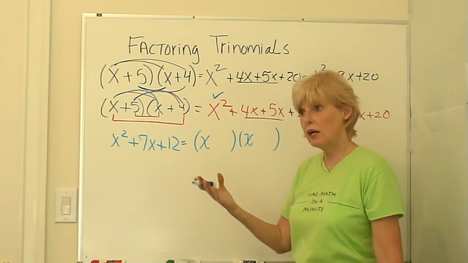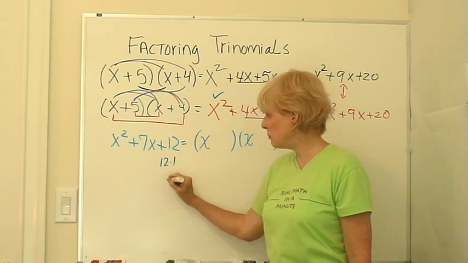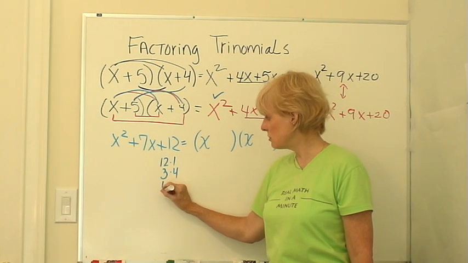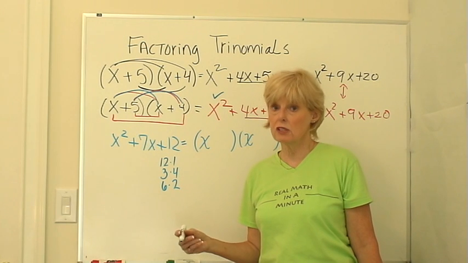So you think, okay, maybe you want to put 12 times 1. Maybe you want to put 3 times 4. Or maybe you want to put 6 times 2. And those are the only choices. But any of those would give you 12.